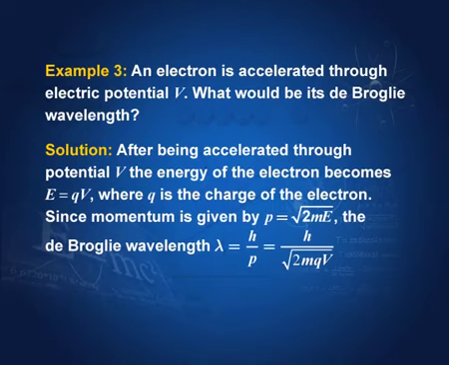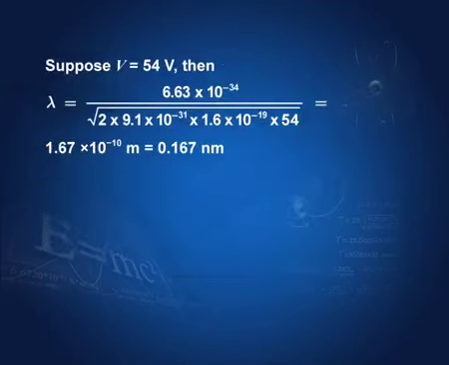Now, suppose V is 54 volts, you will see the reference to 54 volts later, but suppose it is 54 volts, then you find that lambda is 1.67 into 10 to the power minus 10 meters, or 0.167 nanometers. Remember this number, because this will be useful later on.